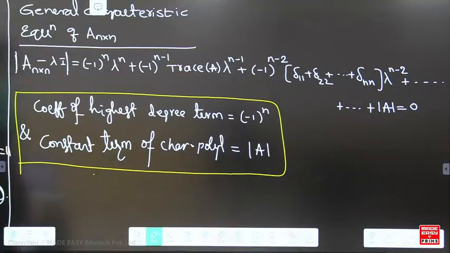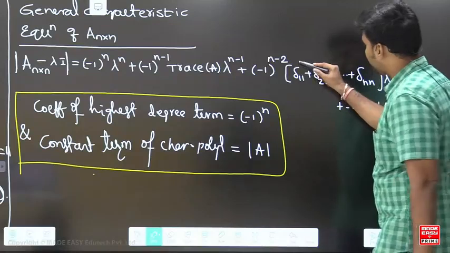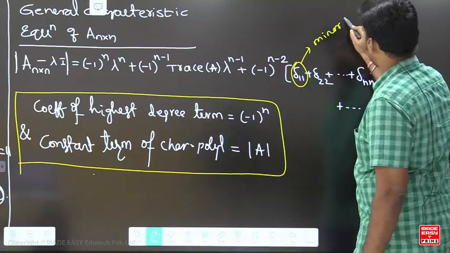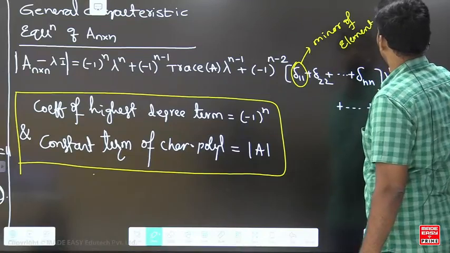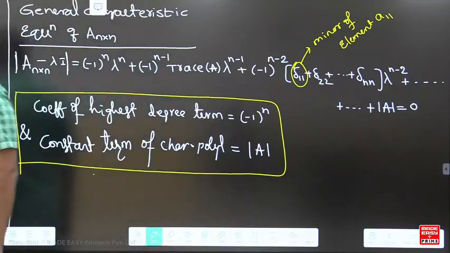Shaurya Bhatnagar again is asking what are deltas, sir? What are deltas? It's a minor of element A11. It's a minor of an element A11.